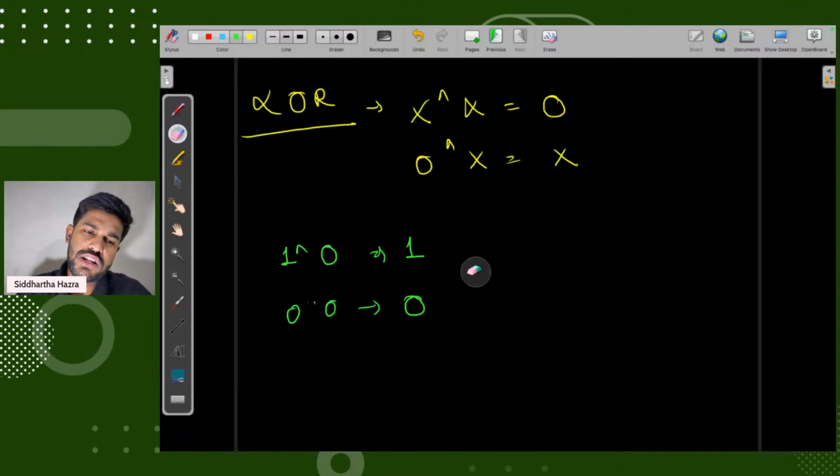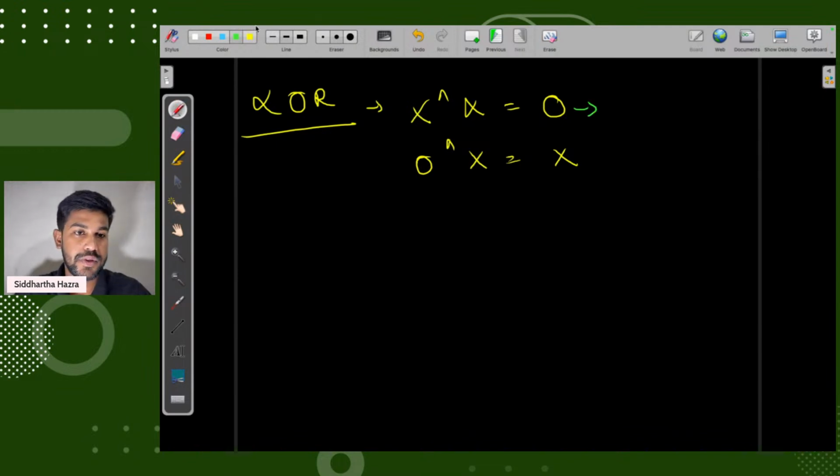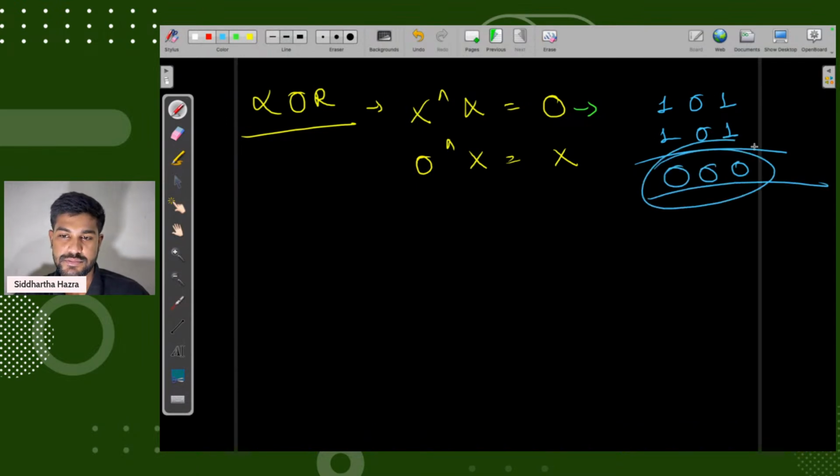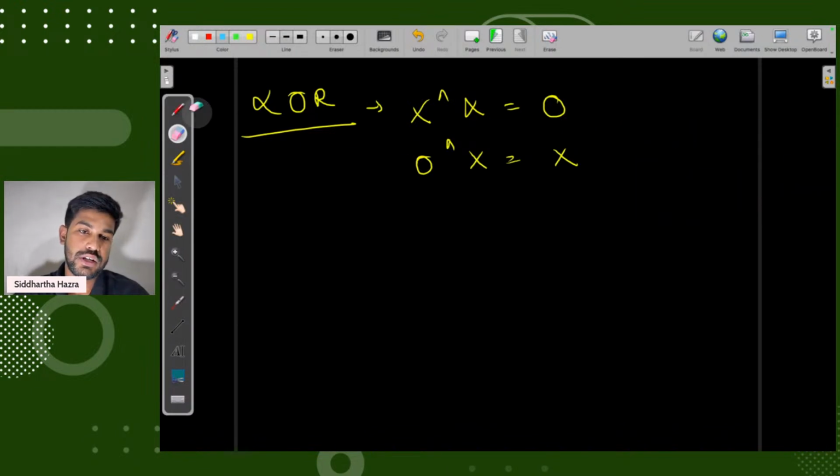Now let's take any value and see how this is true. Let us consider 5 XOR 5. What was the value of 5? 101. So 101 XOR 101. Same 0, same 0, same 0. That is why the value is 0. So the first property is proved. The next property, how is this true?